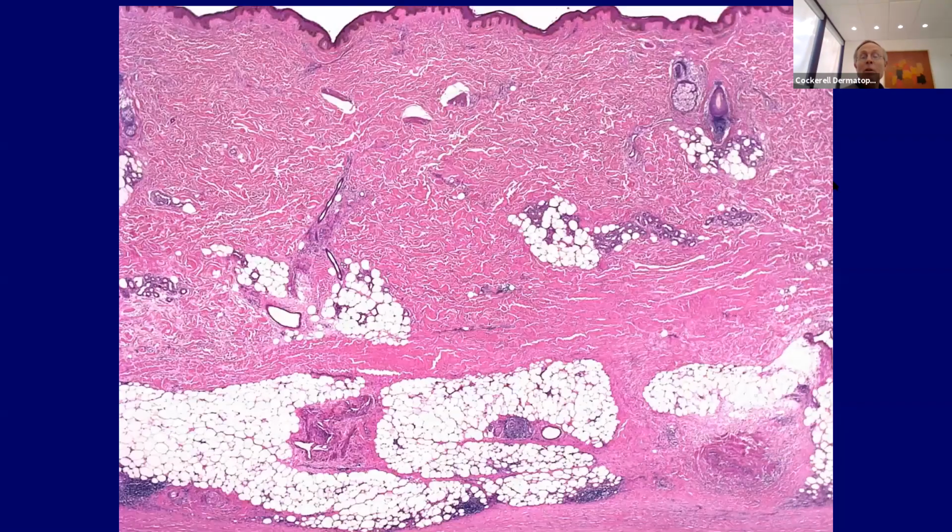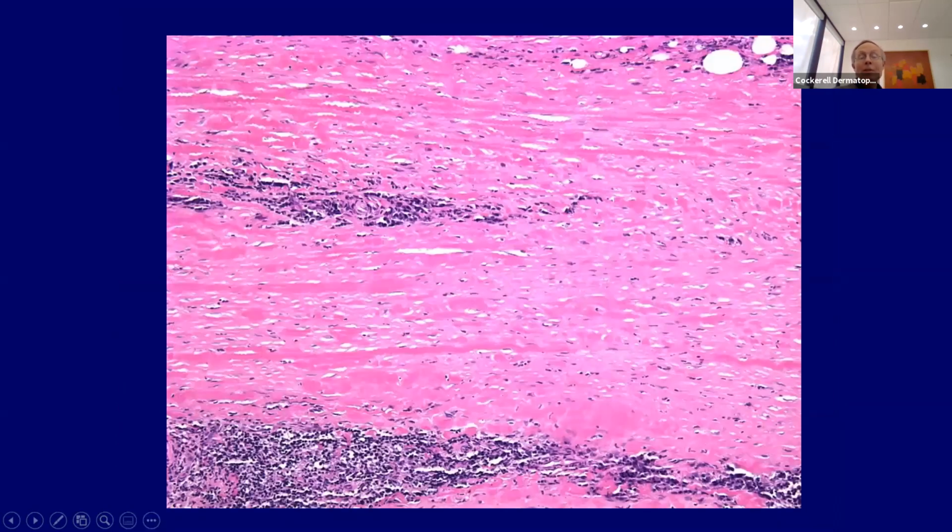And here you see again, notice that the dermis is relatively spared. The main changes are down in the lower portion here. You're dealing with the septa thickened here, but the main changes are down beneath the fat, and these are the septa now that are involved here. So you have to get a very deep incisional biopsy to make this diagnosis.